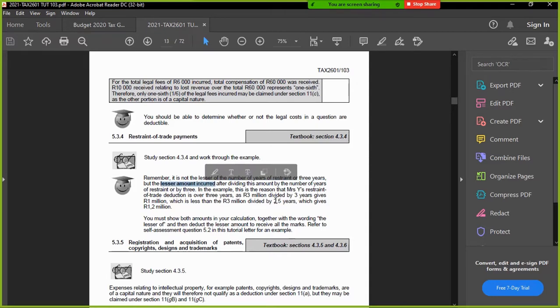So if I have 2.5 years and 3 years, notice I need to use both. Because I've got 3 years here, I need to work out the difference. I need to divide. What is 3 million divided by 3? It's 1 million. Do you agree? Yes. 3 million divided by 2.5 is 1.2 million. Which is the smaller amount? 1 million or 1.2 million? 1 million. So 1 million will be the deductible amount. Does that make sense? Yes. So the smaller of the amount.